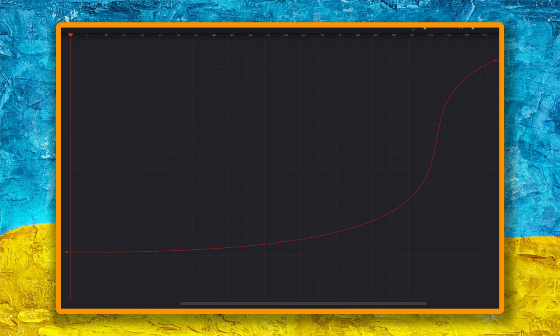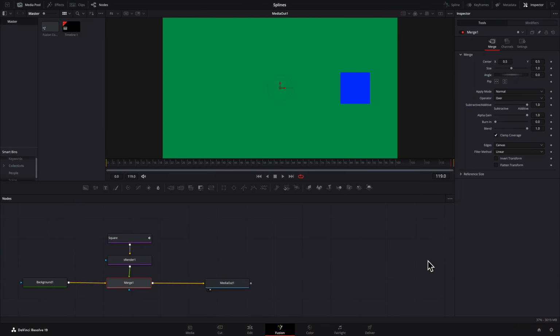Do you know why this spline results in an animation like this? Once you know the why of how splines work in Fusion, you'll have no trouble shaping them to get the results you desire. To understand splines, you need to know how to read them. For that, you need the spline editor.